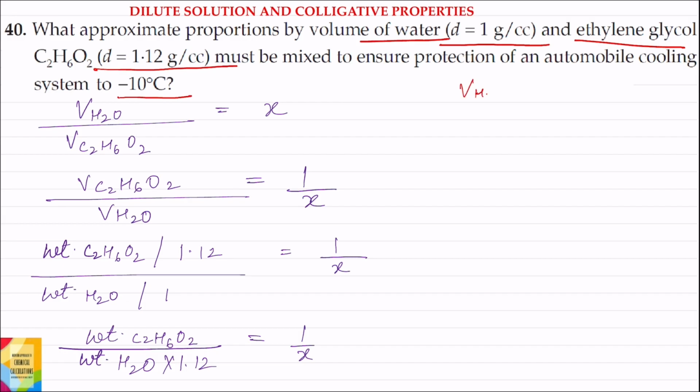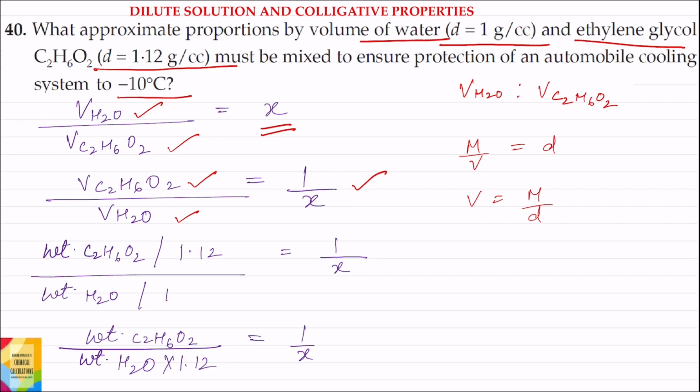What will be the ratio of volume of water and volume of ethylene glycol in the mixture so that the depression in freezing point is 10 degrees centigrade? Now let the volume of water divided by volume of ethylene glycol be equal to x. If we invert this, volume of ethylene glycol divided by volume of water will be equal to 1 by x. Now we know that mass by volume is equal to density. So volume is equal to mass by density.